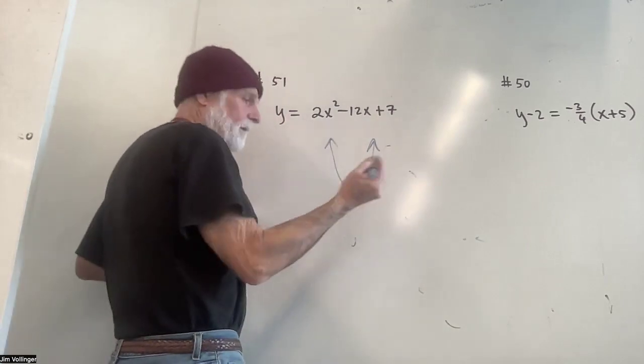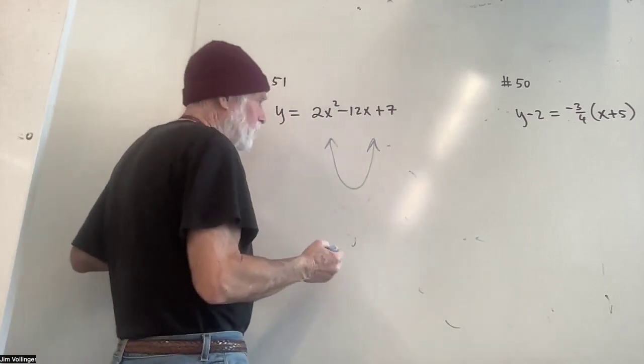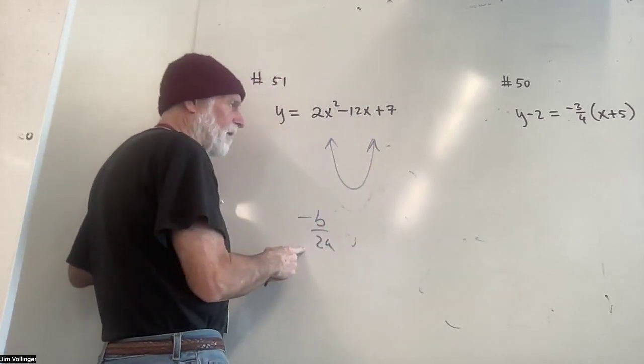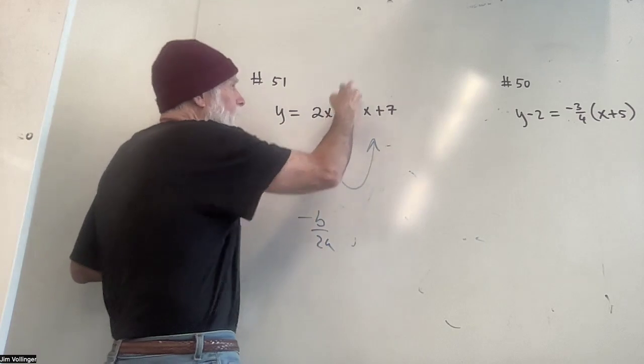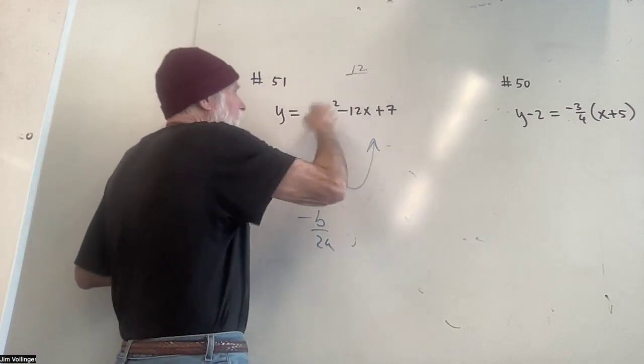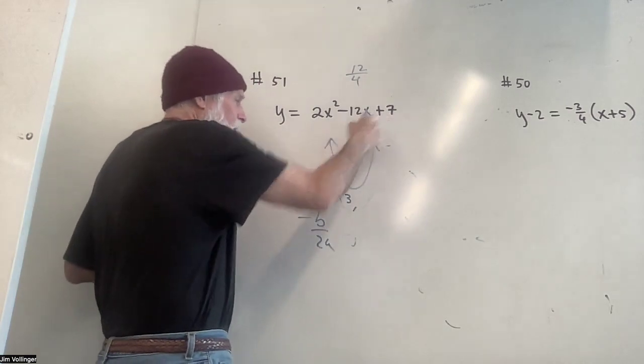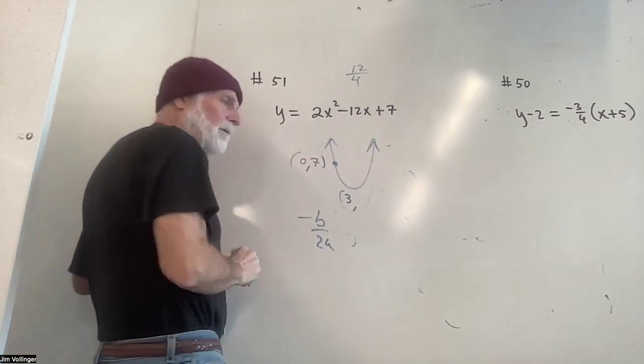I hope you get through this with some kind of marker that works. I hope you know minus b over 2a, which is buried in the quadratic formula. Minus the opposite of minus 12 is 12 divided by 4. Well, there's our 3. And I hope you know that that's the y-intercept, so that immediately puts you here.